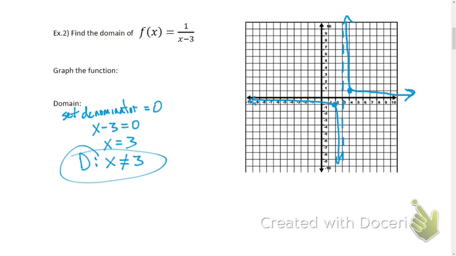So we did a graph. It can't equal 3. That dotted line is actually called an asymptote, that imaginary line it can't cross. And there's another imaginary line on the x-axis. So that red line, it will never cross that line, or touch that line, I should say. It jumps over it, but it won't touch it.